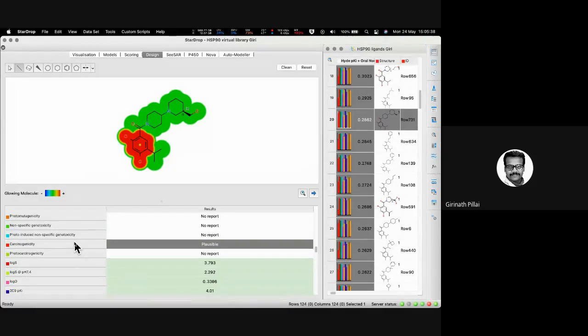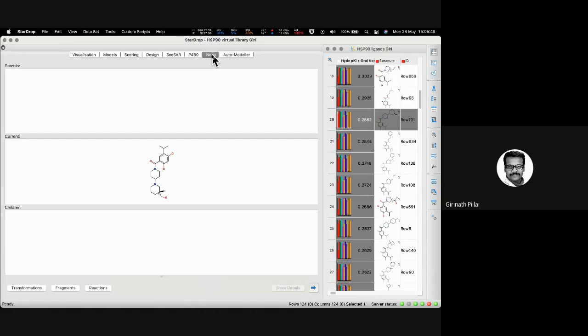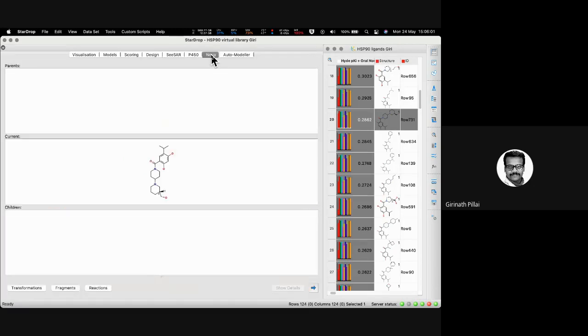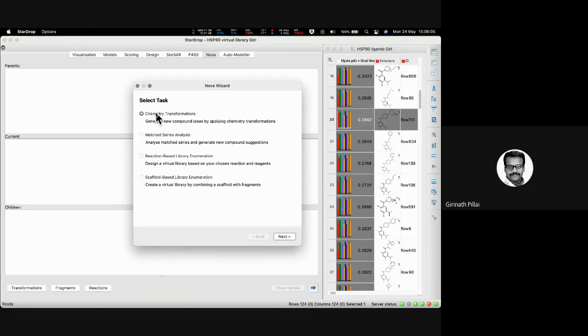So let's do an exercise now. I wanted to do a kind of bioisostere replacement or medicinal transformation. There are two things: bioisostere replacement is something different and medicinal transformation is something different. We will try to do that. So let me look once again at which is the region. Yes, I got that region. Here in this structure, I'm going to do chemistry transformation.